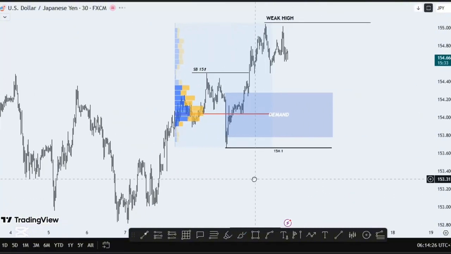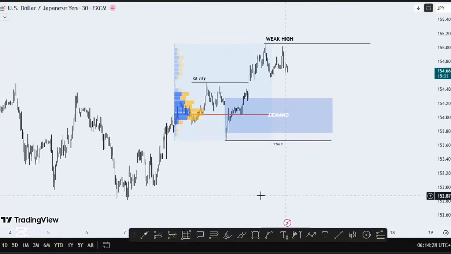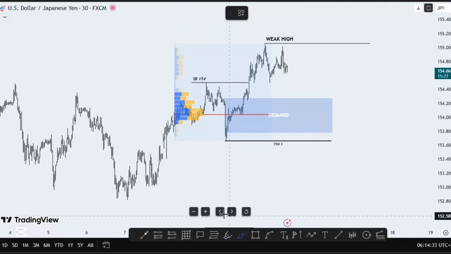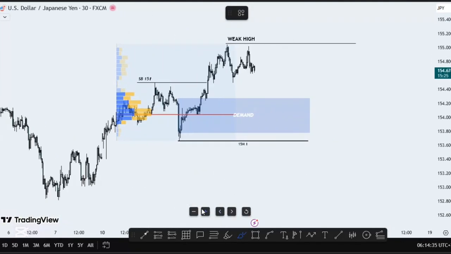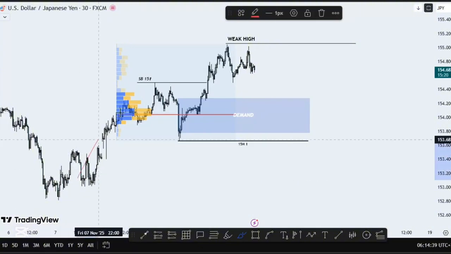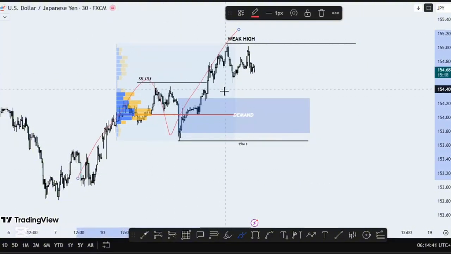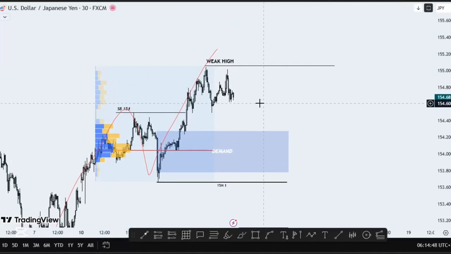Okay, so the USD JPY recently has been bullish. The DXY itself is actually bearish, but when it comes to the JPY, the Japanese yen is actually very weak. That's why we have been seeing a strong dollar move on the USD JPY. It's been taking a very strong bullish move actually.